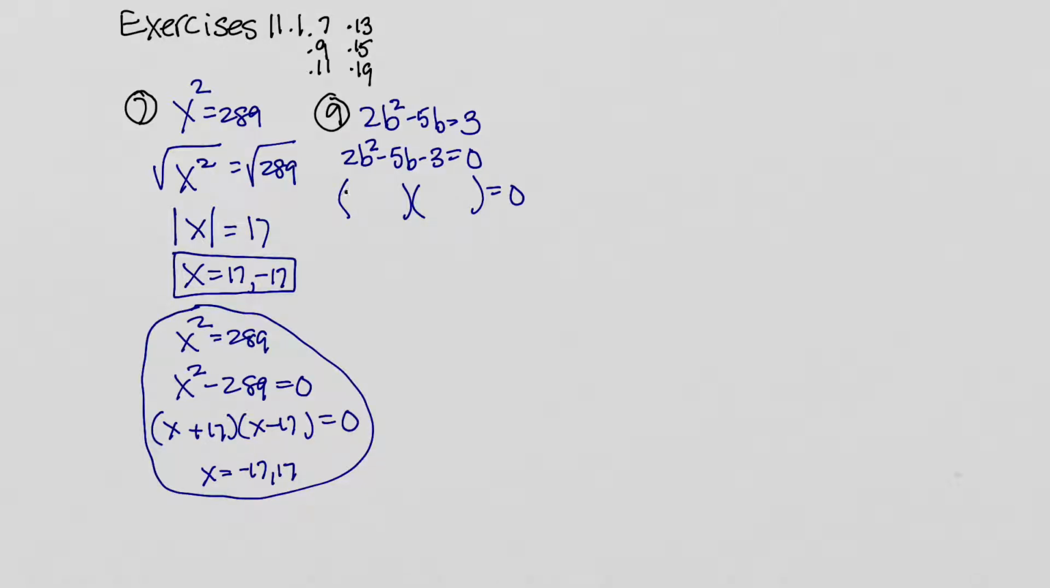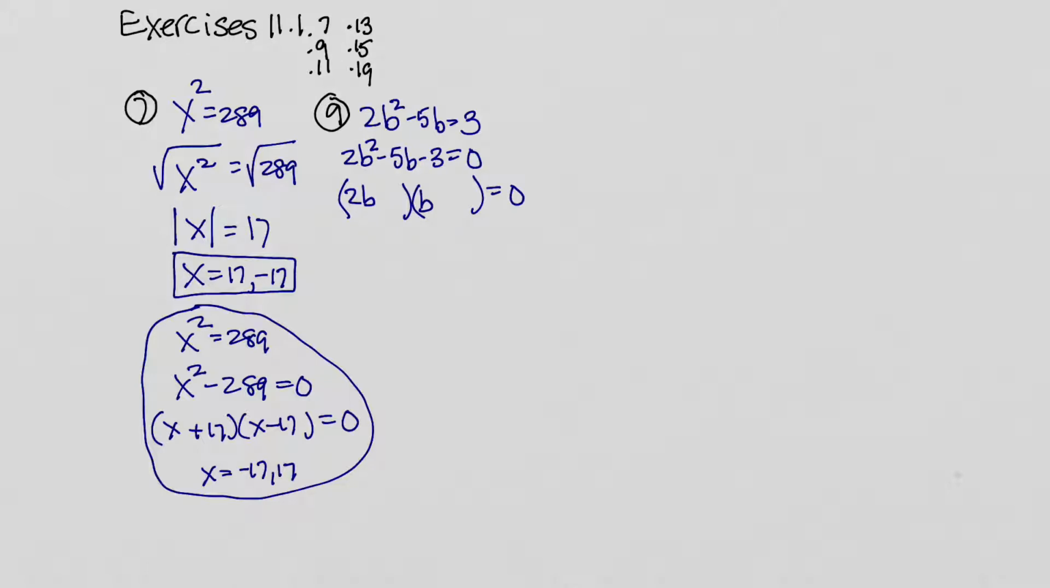And now 2b squared, we can get that with a 2b and a b. And this 3 here, we'll use a 3 and a 1. The question is, do we put the 3 here or the 3 here? Well, if I put the 3 here, I'll get a 6, and a 1, I can get a 5. But if I put it here, I'll get a 3, and a 2, I'll get a 5. So this is a little challenging.